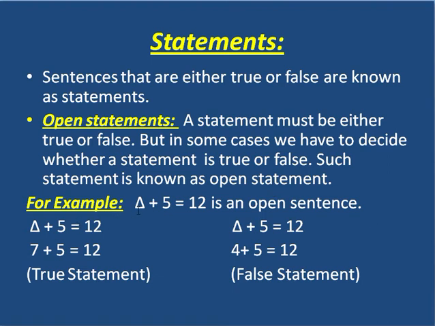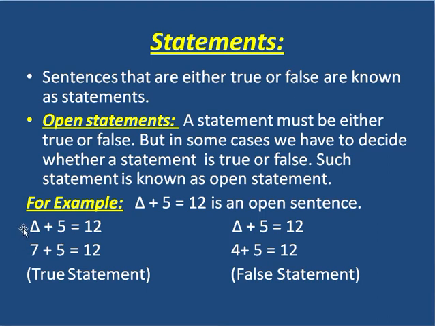For example, this triangle shows a blank space. Triangle plus 5 equal to 12 is an open sentence because we don't have full information. We can replace this triangle with any number. We can make it true according to our own will, and we can make it false also.